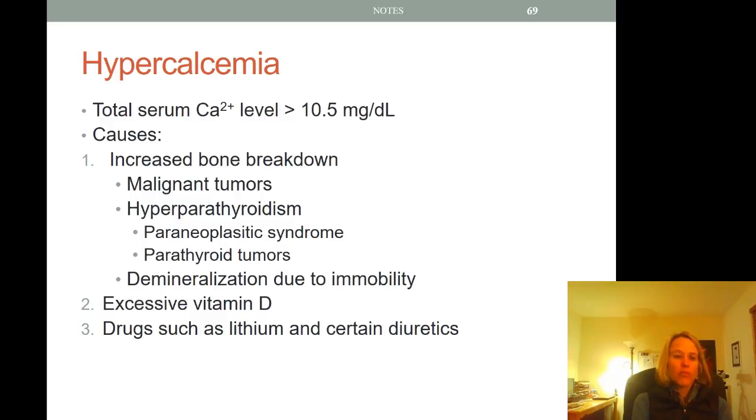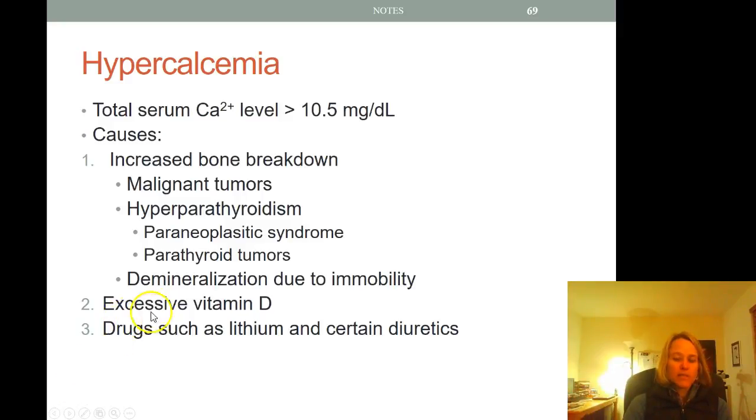This can be caused by, number one, increased bone breakdown, which can occur with malignant bone tumors, hyperparathyroidism, so that's too much parathyroid hormone, and that can occur with those paraneoplastic syndromes, remember, such as maybe having a lung tumor that's secreting parathyroid hormone, benign parathyroid tumors that secrete too much parathyroid hormone, or demineralization due to immobility. So with immobility, the bone can break down.